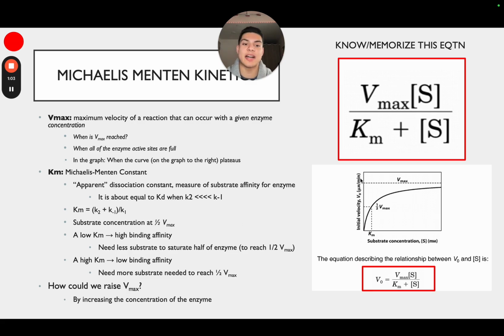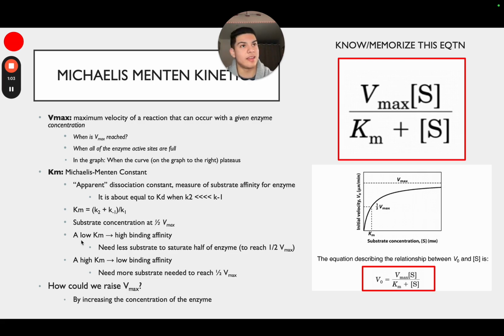So again, take your Vmax, go to half, and then from there you're going to draw a line straight to your curve, and then go straight down. That'll give you the substrate concentration at which half of the enzyme sites are occupied, and you are now at half of your Vmax. That's what the Km means.